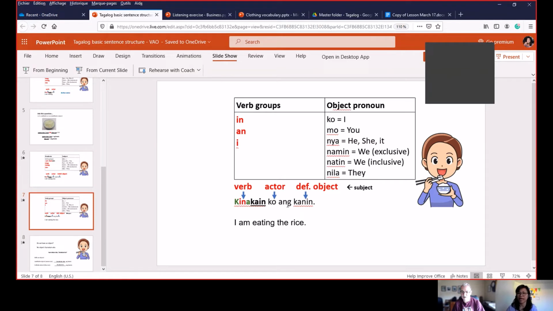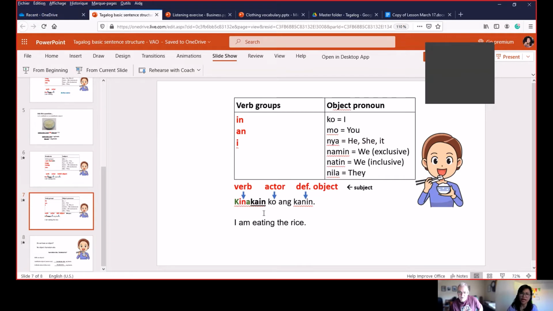So we have a definite object. That means we pick our verb from these groups here. All right. So okay, let me understand. I understand about the in and the mag groups a little. I'm not an expert, obviously. So now we're saying, if we use ang, which defines the definite article, definite object, then we change from um to in.